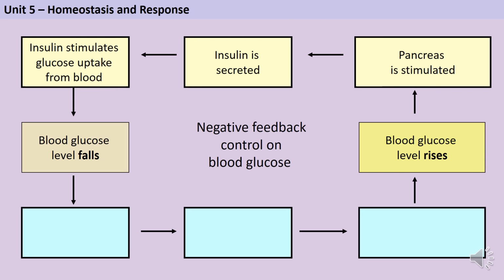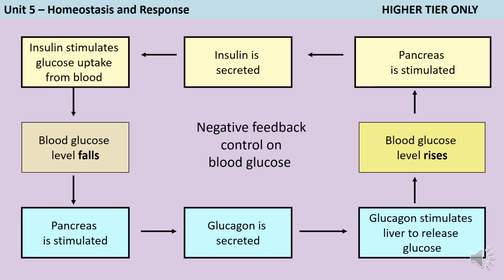Here you can see the blood glucose level rises, and therefore the pancreas is stimulated. It produces and secretes insulin, which means releasing it into the bloodstream, and then that insulin stimulates glucose uptake from the blood, so the blood glucose level falls. Then, if you're doing higher, you need to know that this again will stimulate the pancreas, and therefore glucagon is secreted. And glucagon will stimulate the liver to release glucose, so the blood glucose level rises.